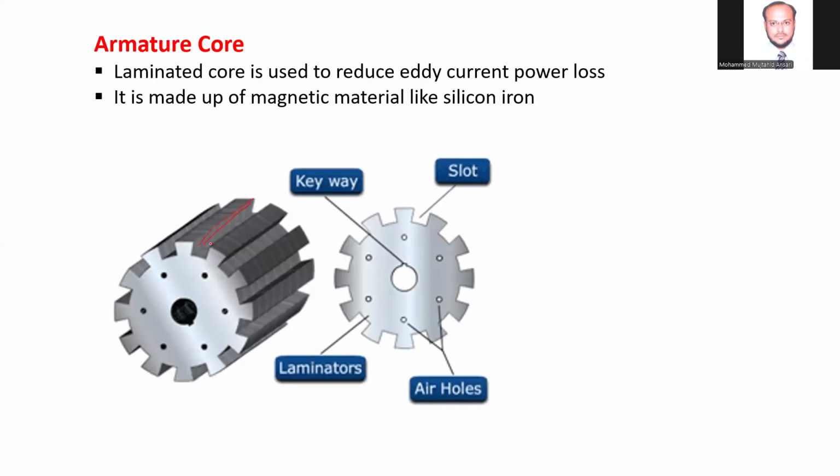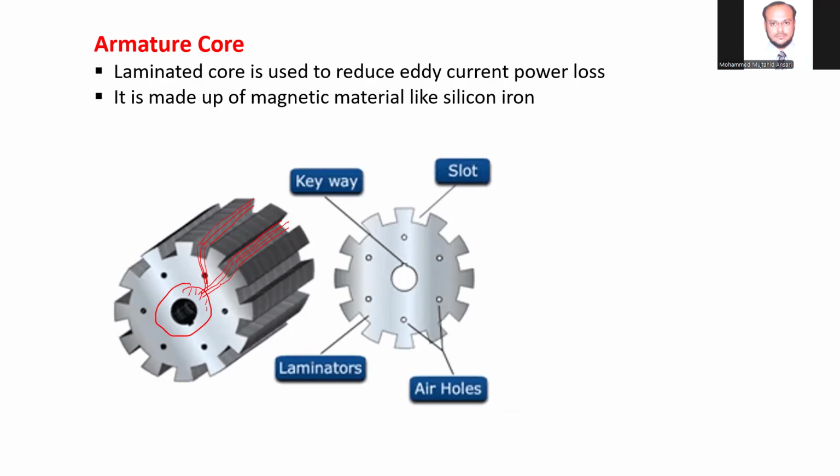This is called an armature conductor. A number of armature conductors are placed inside the slots or grooves made over the periphery of the armature. And now these armature conductors are either connected in lap winding or in wave winding, and they are connected to the commutator segments. So these are the commutator segments, and in such a way we are using the armature core.